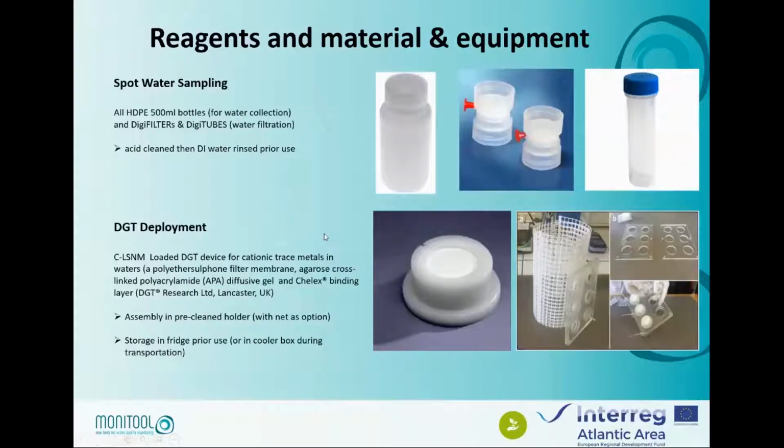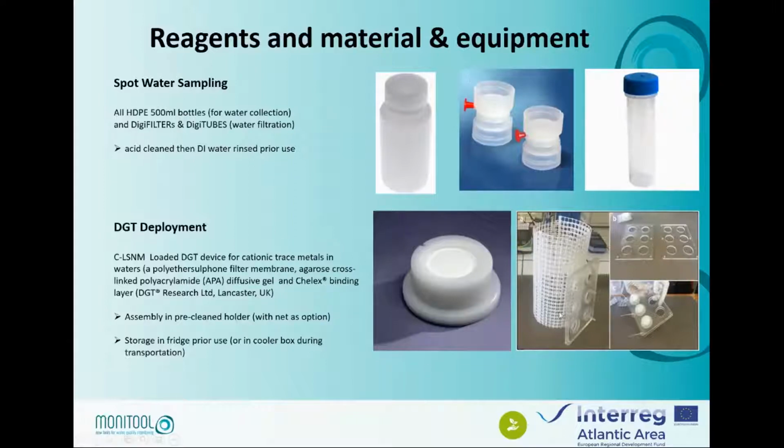So in terms of reagents, materials, and equipment, for the spot water sampling, we mainly use wide neck 500 ml HDPE bottles, and for the filtration process, we use equipment called DG tubes and DG filters. Both bottles and filters have gone through a cleaning cycle with 10% nitric acid and then been rinsed with deionized water before use. In order to further minimize the operational variability, we all procured the DG filters and the DG tubes from the same supplier.